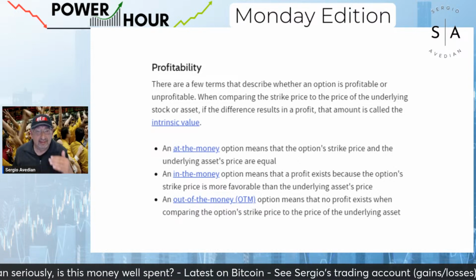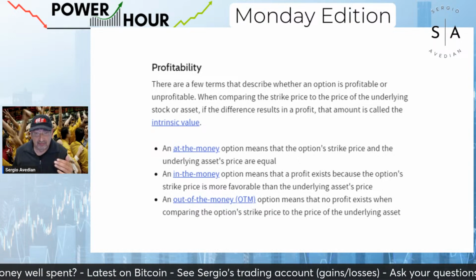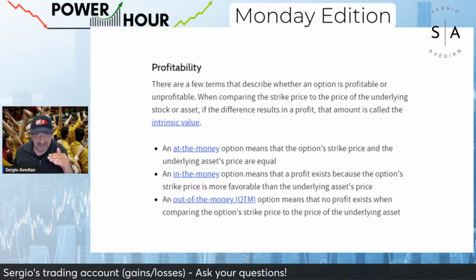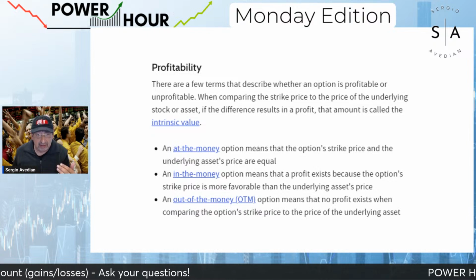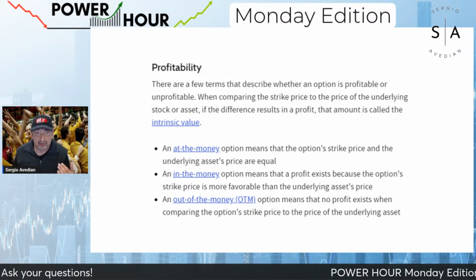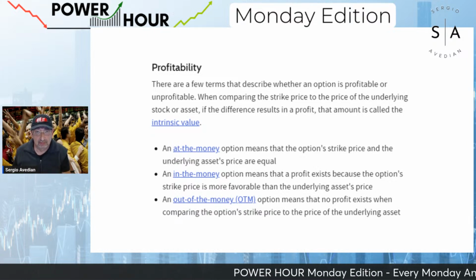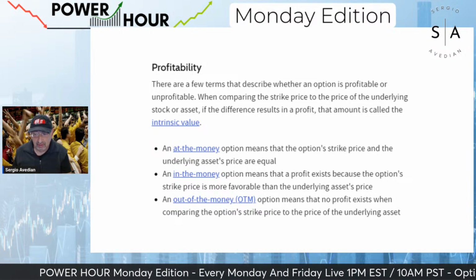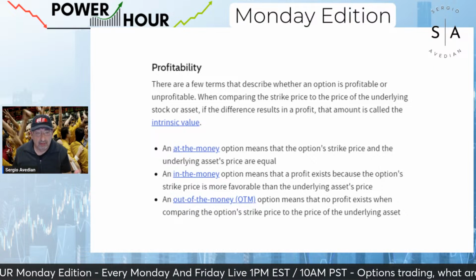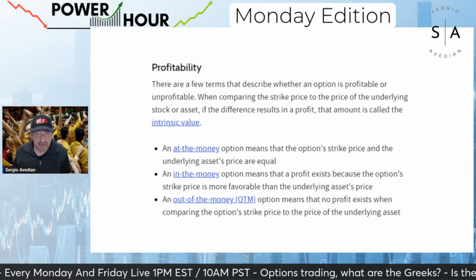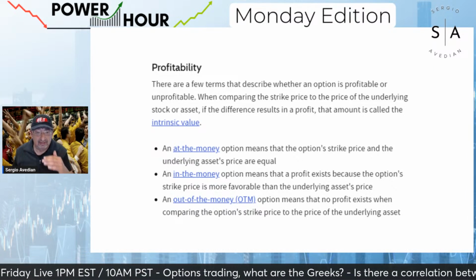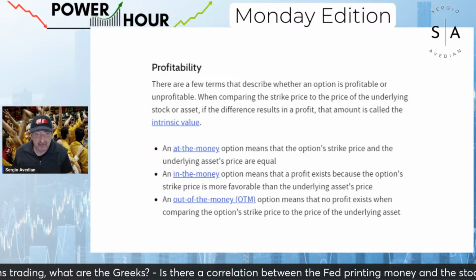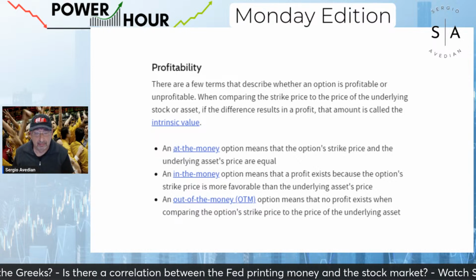In the money means, let's say the same stock, XYZ stock, doesn't have to be anything specific. If the stock is at 10 and you're buying the $9 strike prices or $8 strike prices, then that's called in the money. And conversely, the opposite would be if you are buying out of the money options. Let's say again, the stock price is 10. If you're buying 10, 11, 12, 15, $20 strike prices, that is called out of the money.